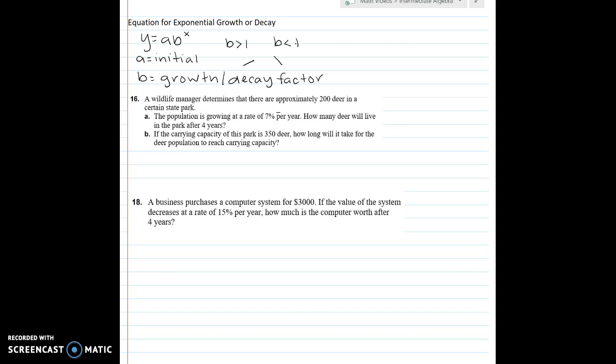So, taking a look at this first problem, we have a wildlife manager who determines that there are approximately 200 deer in a certain state park. So right away that's jumping out to me as the initial amount. So a is 200. Now the population is growing at a rate of 7% per year. How many deer will be in the park after 4 years?